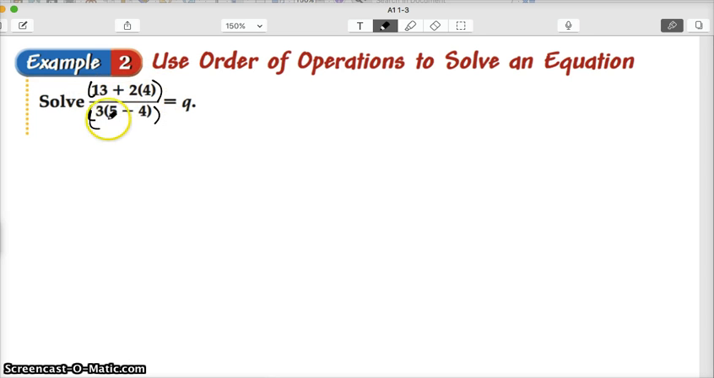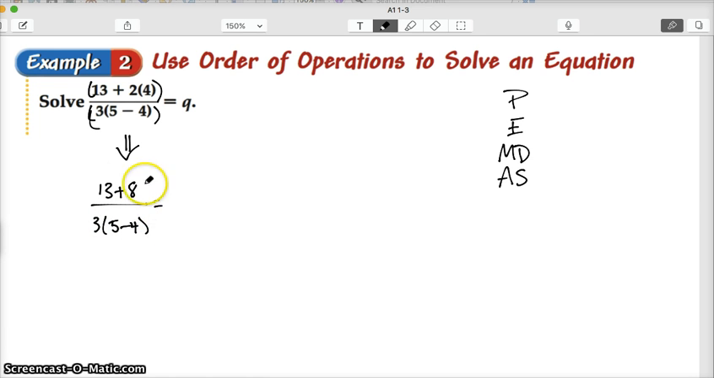Do everything at the top, then everything at the bottom, then go and simplify as you need to. So let's deal with the numerator. We're still thinking about Please Excuse My Dear Aunt Sally, or PEMDAS, right? When I look at this, I say, oh, well, I've got addition and multiplication. Which one comes first? Multiplication. So I'm going to multiply. So I'm going to end up with 13 plus 8 over 3 times the quantity of 5 minus 4. And keep going. 13 plus 8 is going to give me 21.